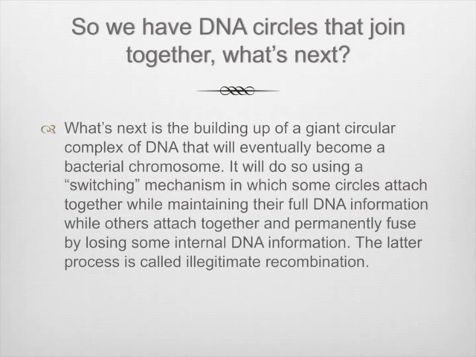Okay, so we have DNA circles that join together. What's next? What's next is the building up of a giant circular complex of DNA that will eventually become a bacterial chromosome. It will do so using a switching mechanism in which some circles attach together while maintaining their full DNA information, while others attach together and permanently fuse by losing some internal DNA information. The latter process is called illegitimate recombination.